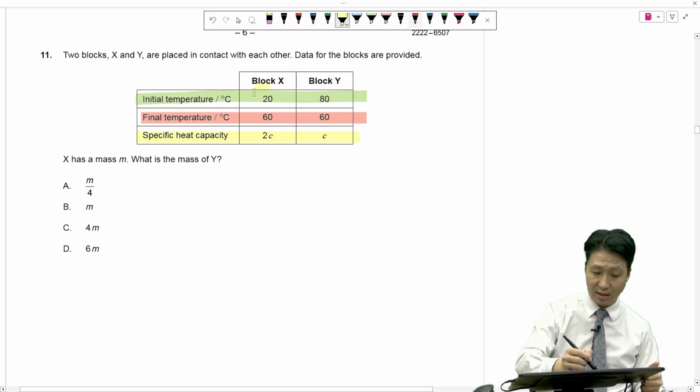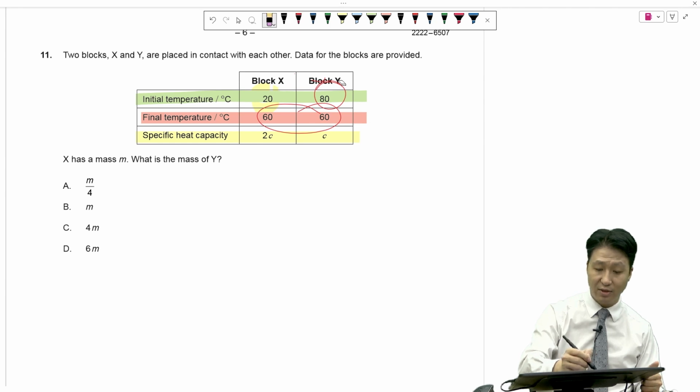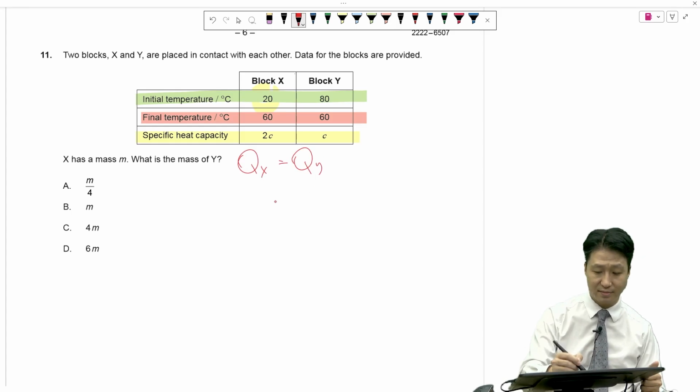So here's what happens. We see that the initial temperature for both of these are different. Block X starts at 20, block Y starts at 80, and they both end up at the same final temperature of 60. And what this means is block X is heating up, while block Y is cooling down. The amount of energy absorbed by X will equal the amount of energy released by Y. We get this using mass of X, which is just m, times the heat capacity of X, which is 2C, times the change in temperature, which is 40 degrees.